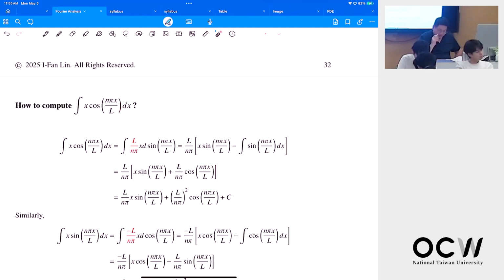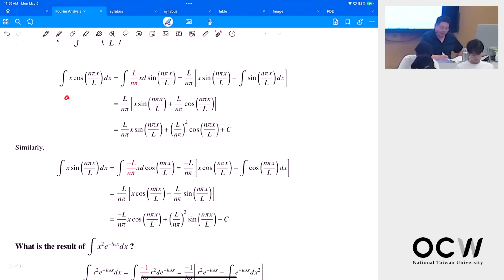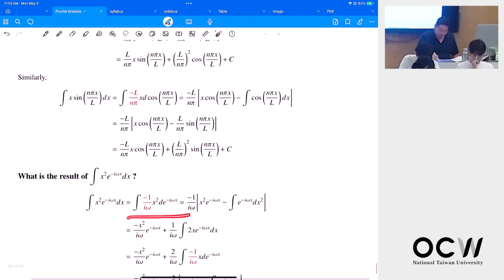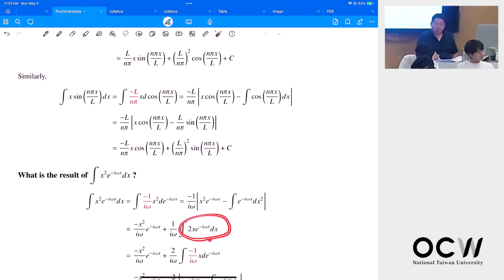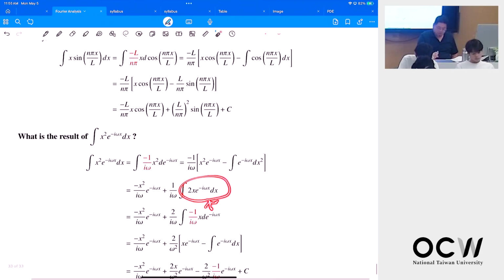But if you don't use the Euler formula, then you can see that integration by parts, here, integration by parts. Yeah, you just do the integration by parts one time. You'll get the integration of x times cosine and x times sine. But if you have x squared, then you need to do the integration by parts twice. Okay, so this is the first time. Once you have the first time, you see that I have this term. I also need to do the integration by parts again. So this is the second time.